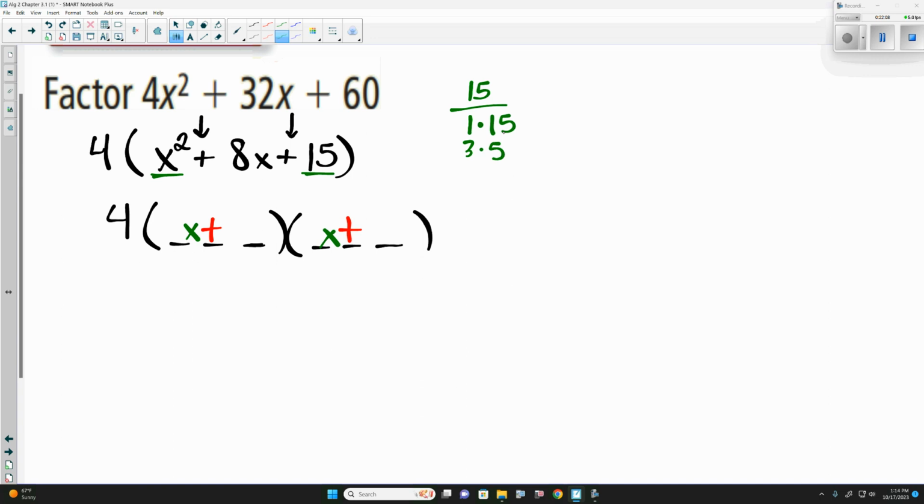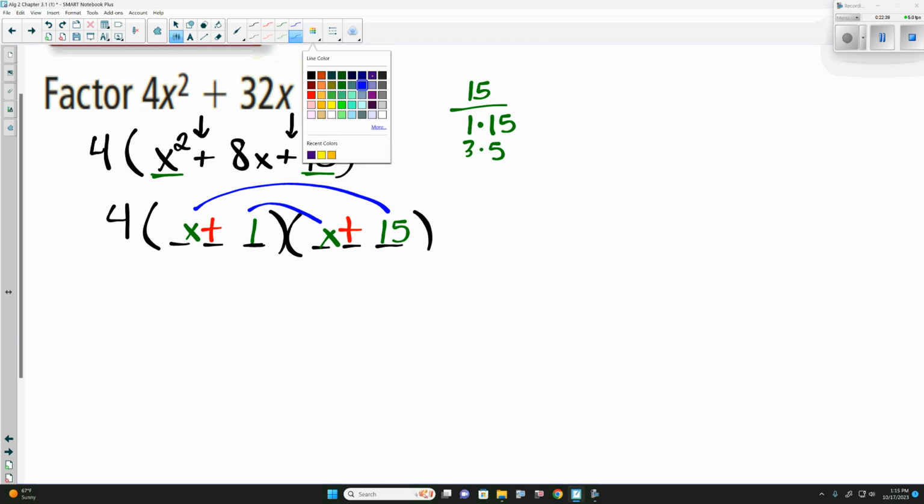Question on how we found the factors of 15. Now we need to pick which one we want to use. Do we want to use 1 and 15 or 3 and 5? 1 and 15. We'll put the 1 first, 15 second. And at this point, especially when we're going through steps 1 through 4, and especially step number 4, we need to just plug them in because we will always check them.